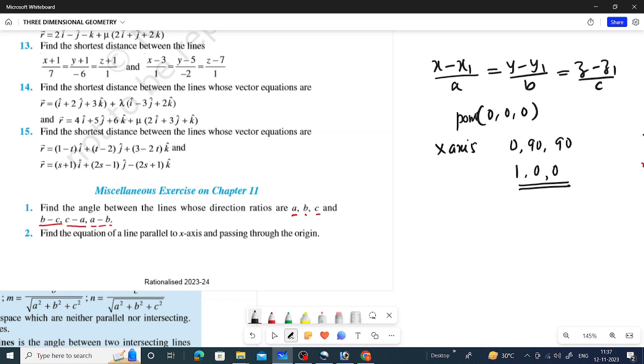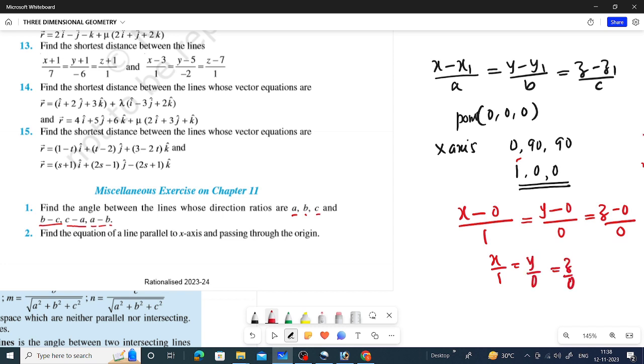If you substitute in the equation, x minus 0 by the first direction ratio 1, equal to y minus 0 by 0, equal to z minus 0 by 0. So this is how we write the equation of a line: x by 1 equal to y by 0 equal to z by 0. This is the required equation of the line.